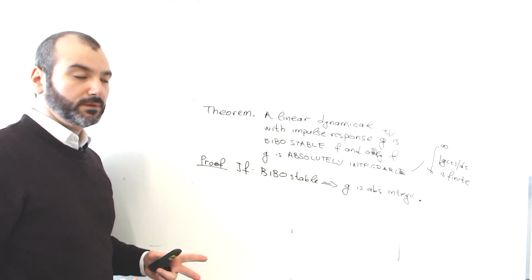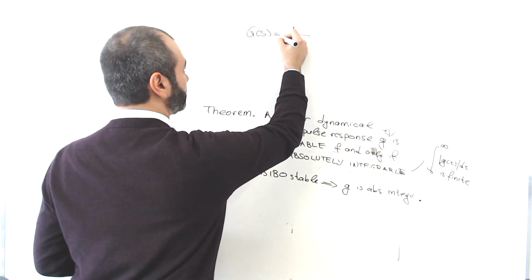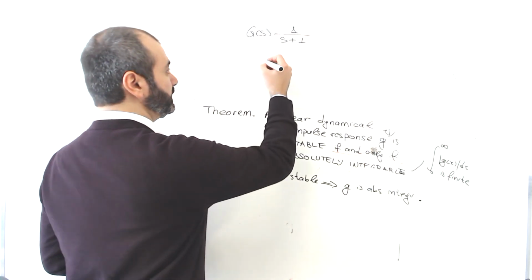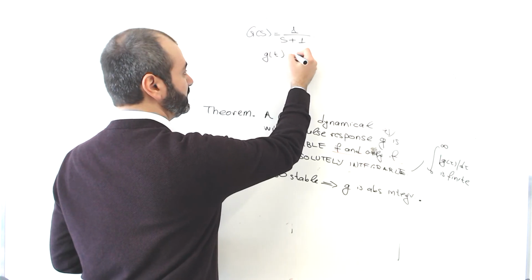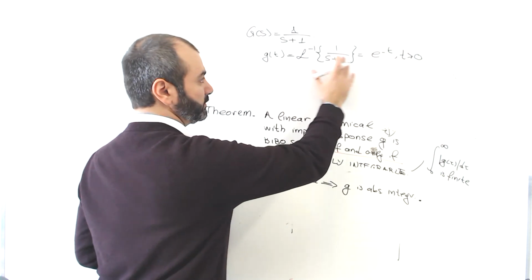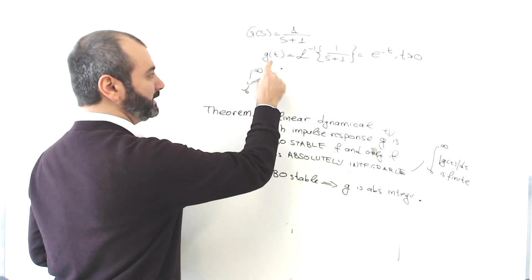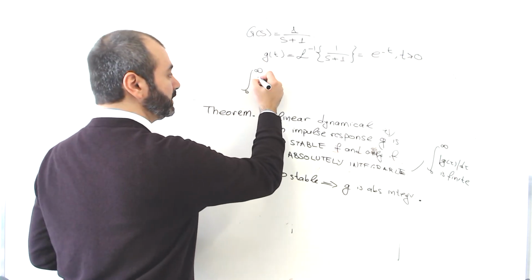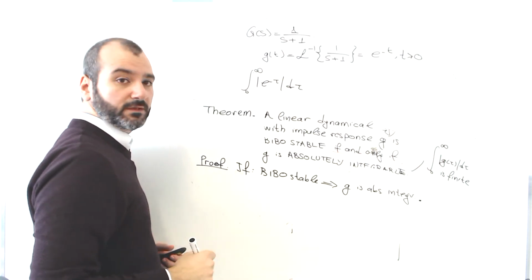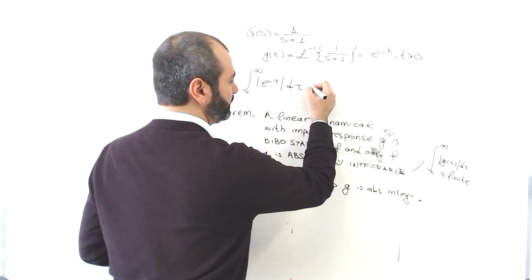So let's give an example. Take g of s is 1 over s plus 1. What is the impulse response of that system? The impulse response is exponential of minus t. And what is this integral? Let's see, is this absolutely integrable? So take the integral of the absolute value of g from 0 to infinity, which is equal.